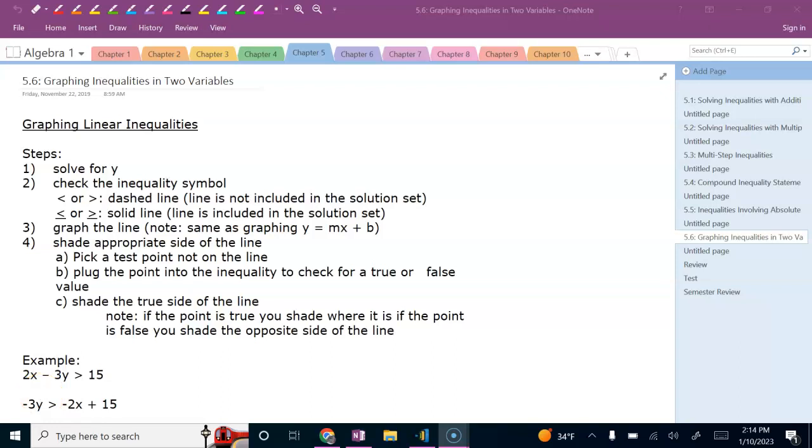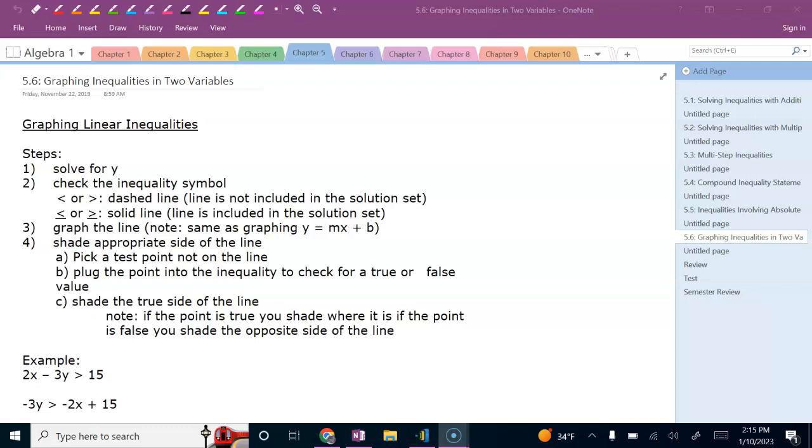Chapter 5, Section 6 is about graphing these inequalities that we've been working with this chapter, but dealing with them as a linear equation. So you're going to have two variables, an x and a y. I want to go over some basics of graphing to bring that back from what we've done in previous chapters.